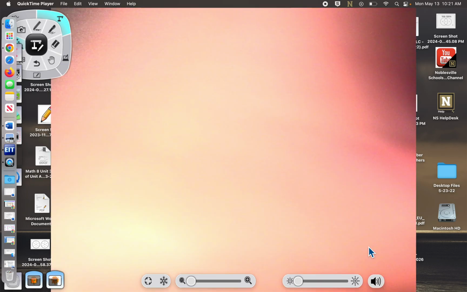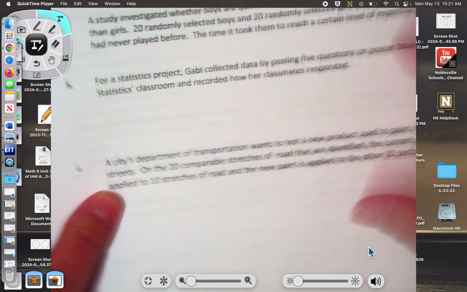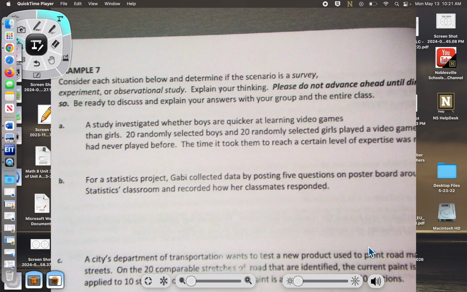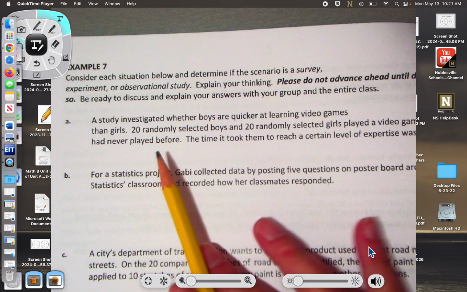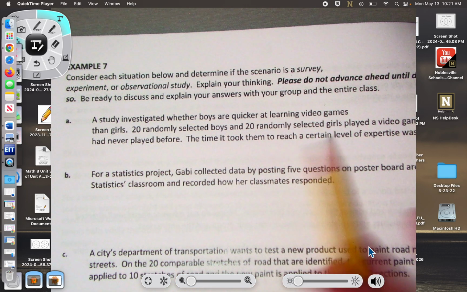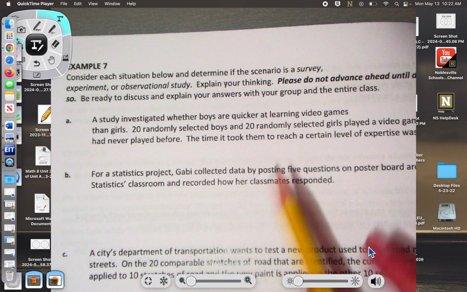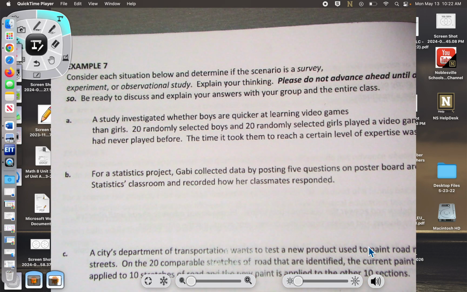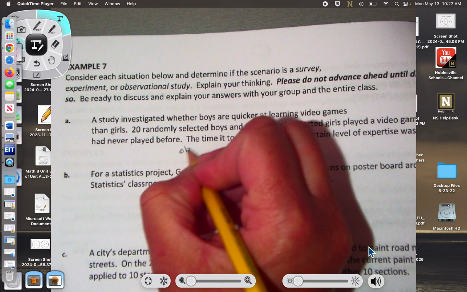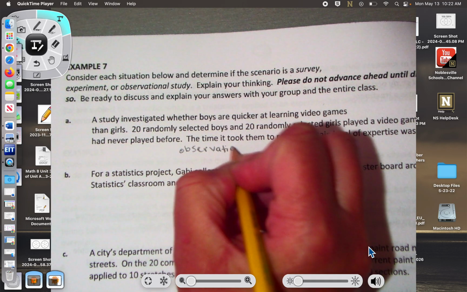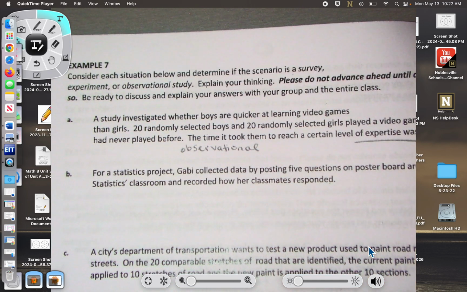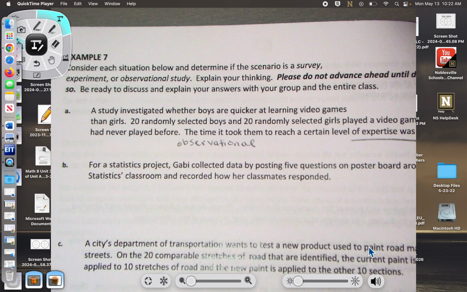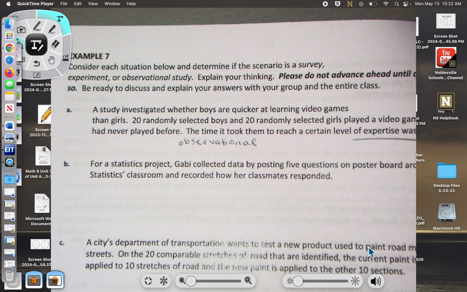Okay, next page. So now I'm on page 10. Consider each situation below and determine if the scenario is a survey, experiment, or observational study. A study investigated whether boys are quicker at learning video games than girls. 20 randomly selected boys and 20 randomly selected girls played a video game that they had never played before. The time it took them to reach a certain level of expertise was recorded. So this would be observational, right? They're just watching them and recording when they get to a certain level. They didn't actually do anything, ask the students anything, no actual treatment was given, okay? And there was no survey.